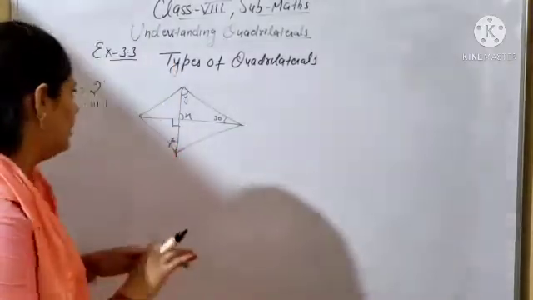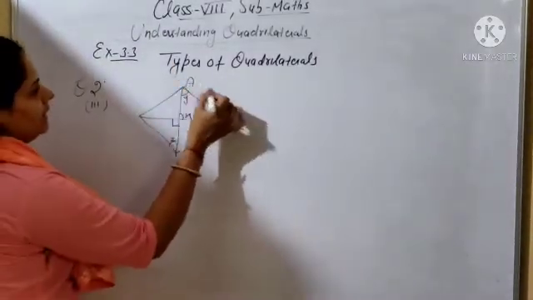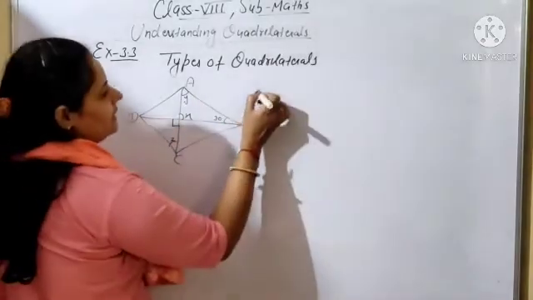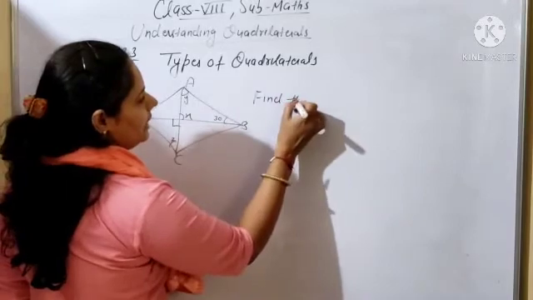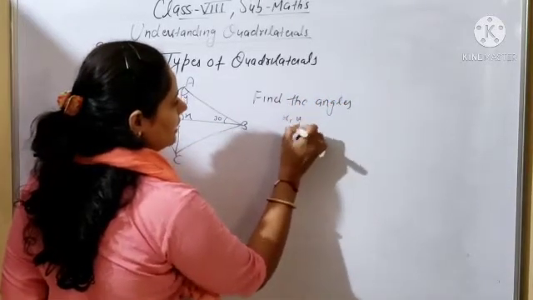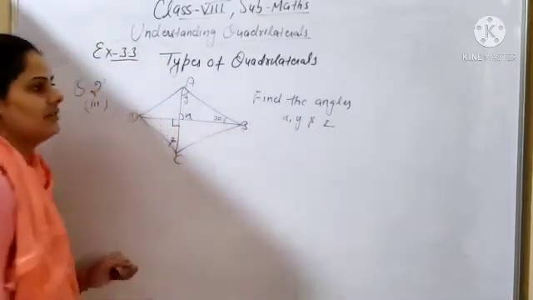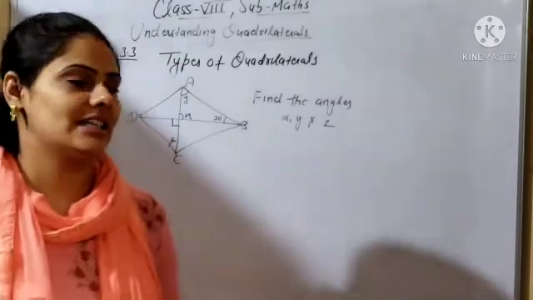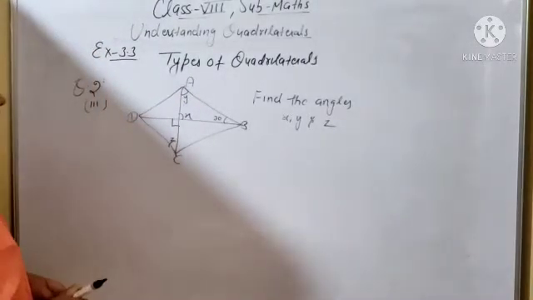This one is also a parallelogram. You can write ABCD is a parallelogram. Find the angles X, Y and Z. Okay, this parallelogram is given. Consider the parallelogram and find out the angles X, Y and Z. So how can you find them?